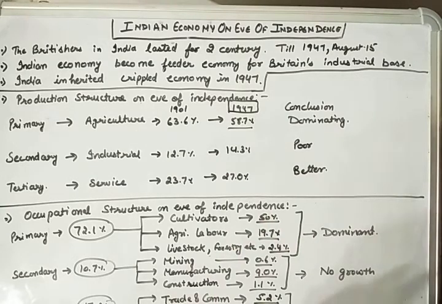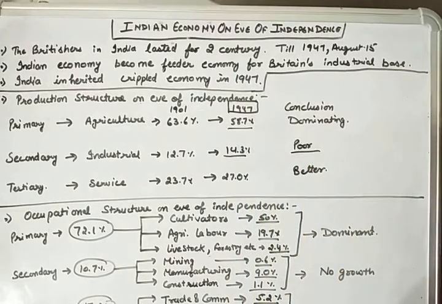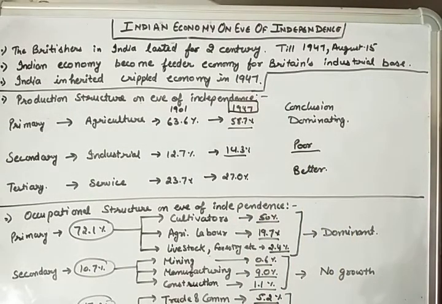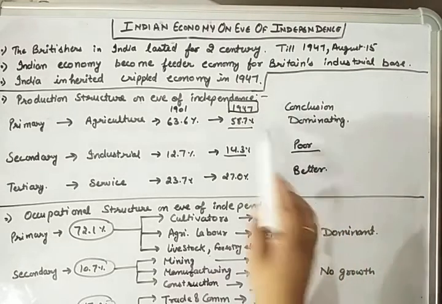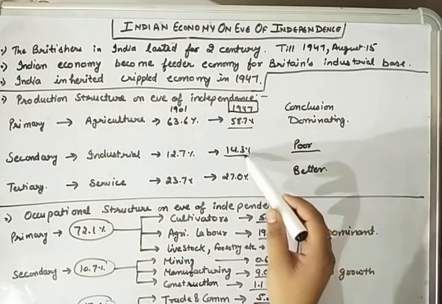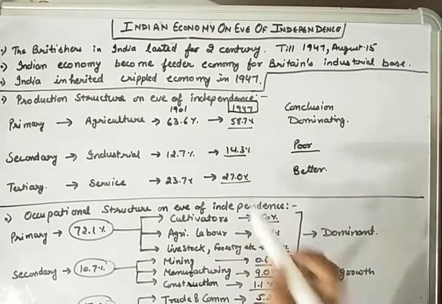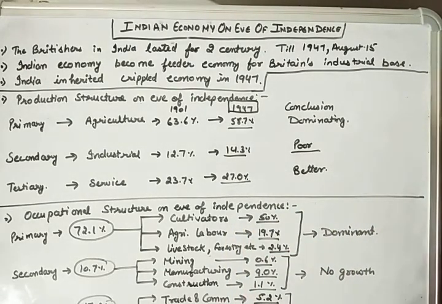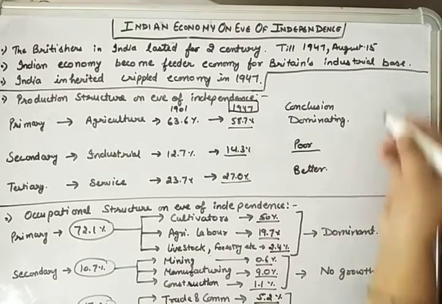The second thing we concluded is that the secondary sector on the eve of independence accounted for only 14.3% of national income, which indicates that our economic development in the industrial sector was very poor. On the other hand, the tertiary sector was not as large as the primary sector but not as poor as the secondary sector. That was moderate, as we had a contribution of 27% from the tertiary sector, that is the service sector, which was in a better condition. But overall we can say that our economy at the time of independence was an unbalanced economy.